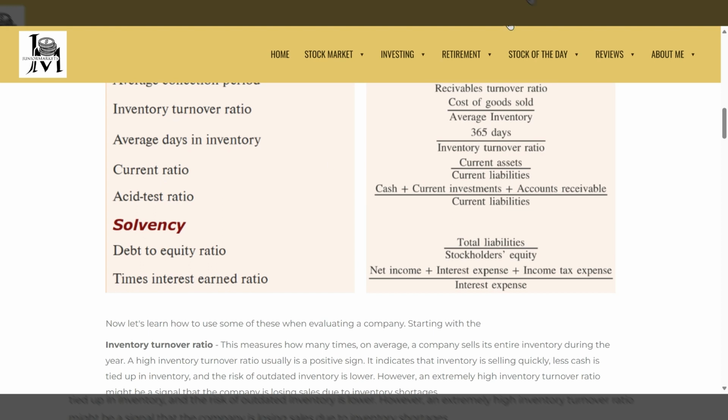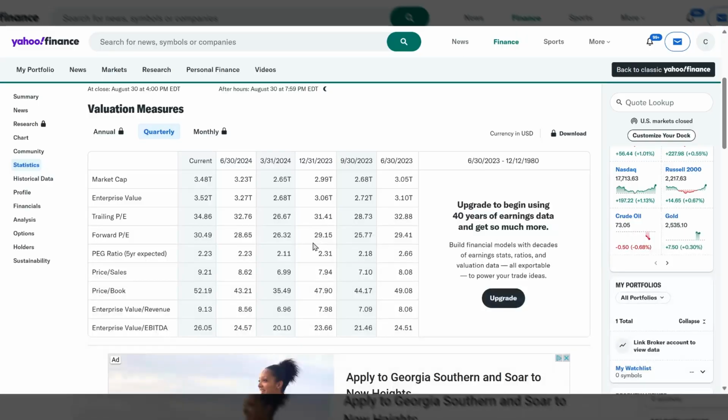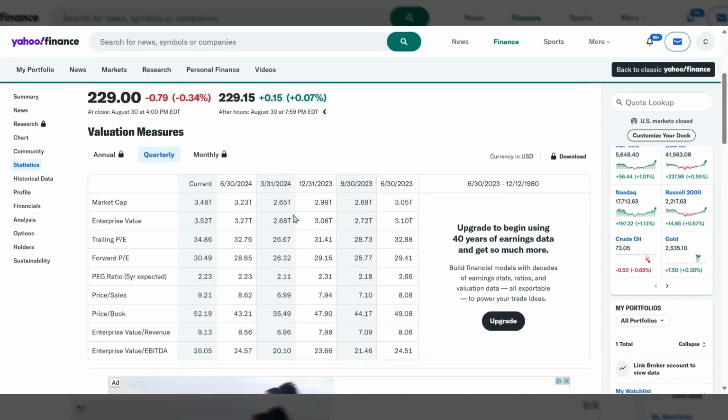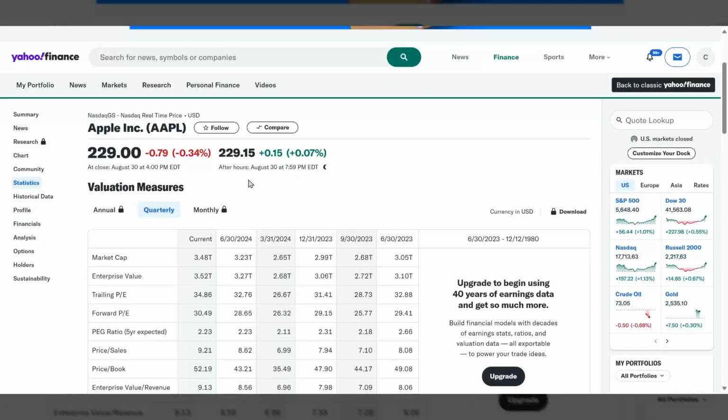And now I'm going to switch over to another website and show you how to use them. So now there's a lot of major websites you can use to find these. The easiest one is probably Yahoo Finance. So if you type in Yahoo Finance, go to a company. I'm using Apple as an example.